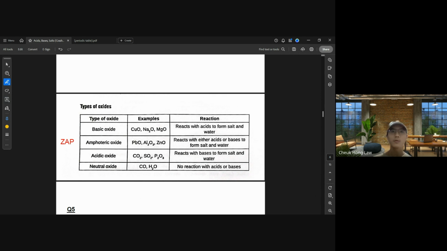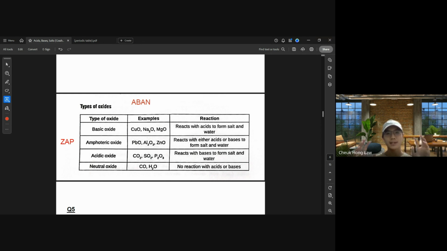All right, now we will move on to the types of oxides. There are 4 types of oxides: basic, amphoteric, acidic, and neutral. I remember this using a random acronym called ABAN. A is amphoteric, B is basic, A is acidic, and N is neutral. So we have these 4.